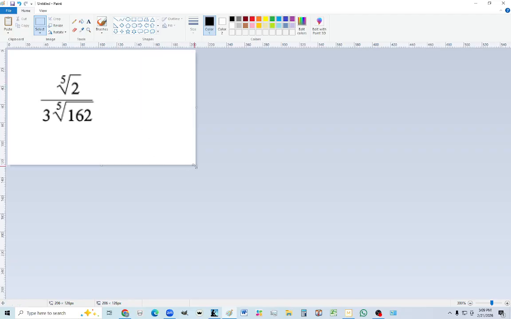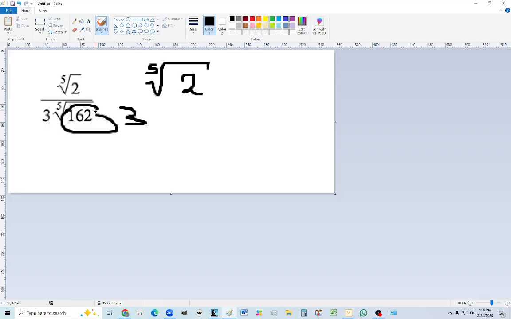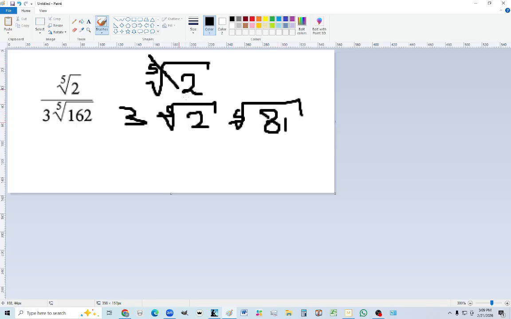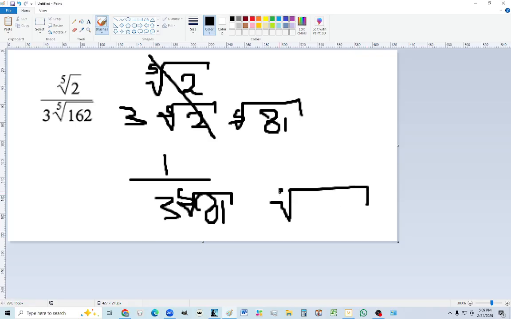Okay, so down below, it'd be helpful to think of a way. You know what would be easier? This is an easy solution. Up top, we still have this. Down below, we still have the 3. But 162 is divisible by 2. It's 81. So that's the same as 5 root of 2 times the 5 root of 81. And right here, these can cancel. That's easy. So now I have 1 over 3, 5 root of 81. And I'm going to get rid of the 5 root of 81, top and bottom.